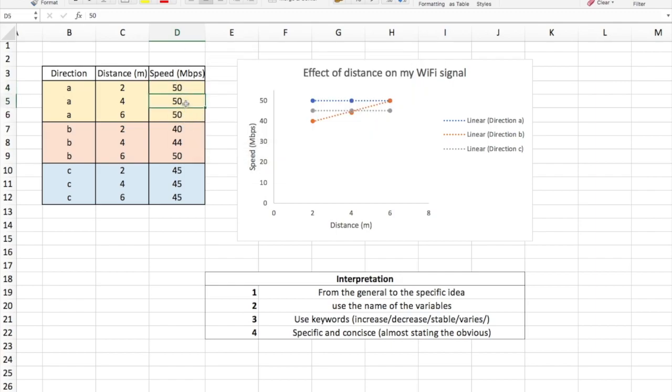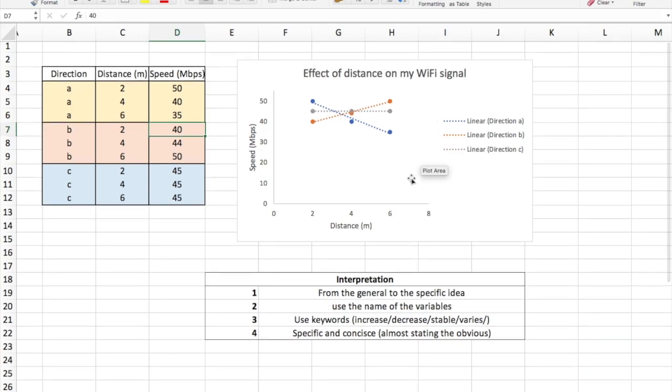I would say that it actually decreases. So I would expect that at 6 meters from the Wi-Fi, I would have something like this. Now you can see the pattern. So this is what you expect. So always imagine what would go here, what would go here, and try to follow these hints. General to specific, name the variables, use keywords, and be specific and concise.